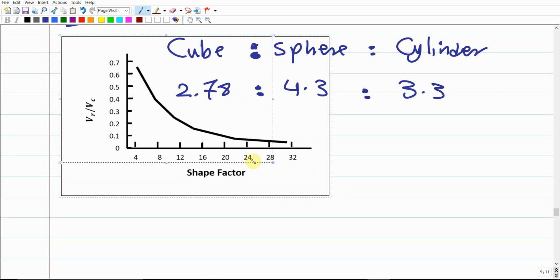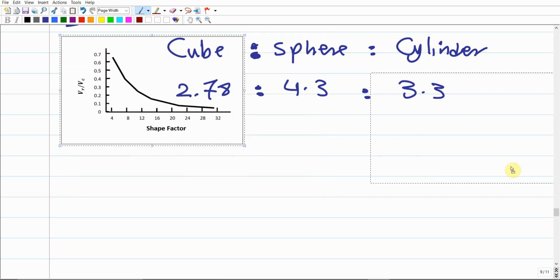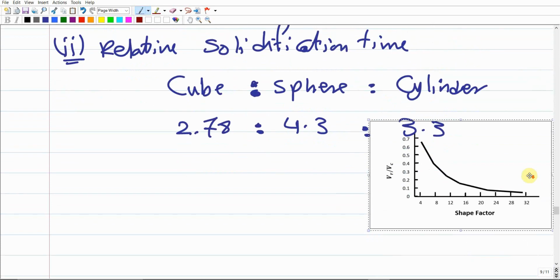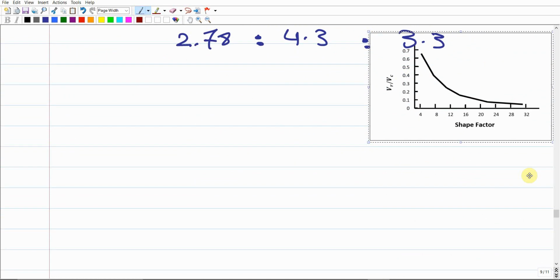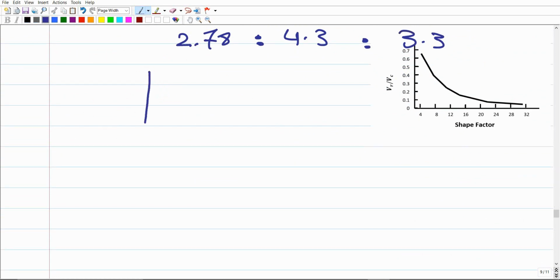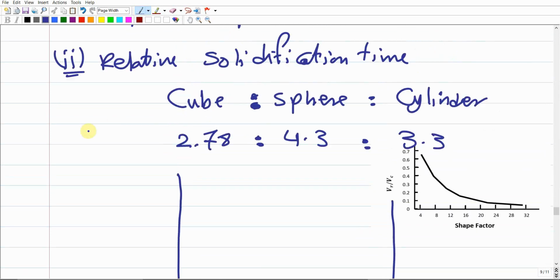Okay, let us consider this curve here on the side, and then we're going to continue the same. So we do have three castings, right? We do have three castings, and our objective is just to calculate the shape factor for all of the three castings.